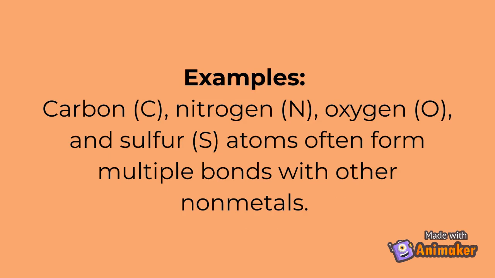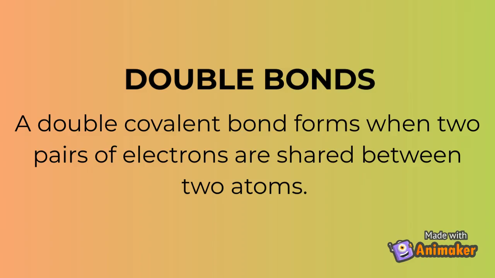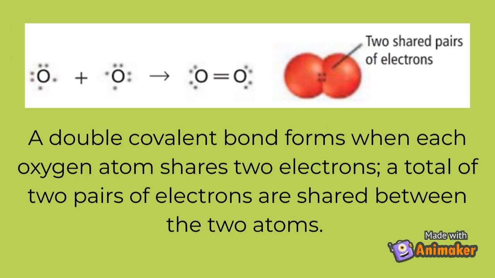Examples: carbon, nitrogen, oxygen, and sulfur atoms often form multiple bonds with other nonmetals. For example, atoms of the element oxygen only exist as diatomic molecules. Each oxygen atom has 6 valence electrons and must obtain 2 additional electrons for a noble gas configuration.